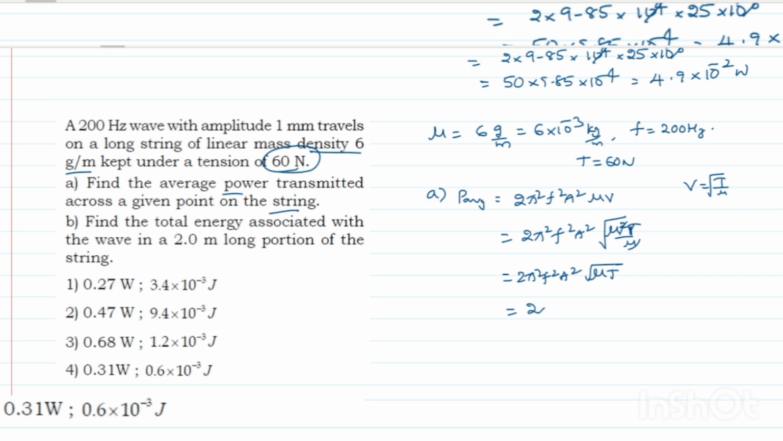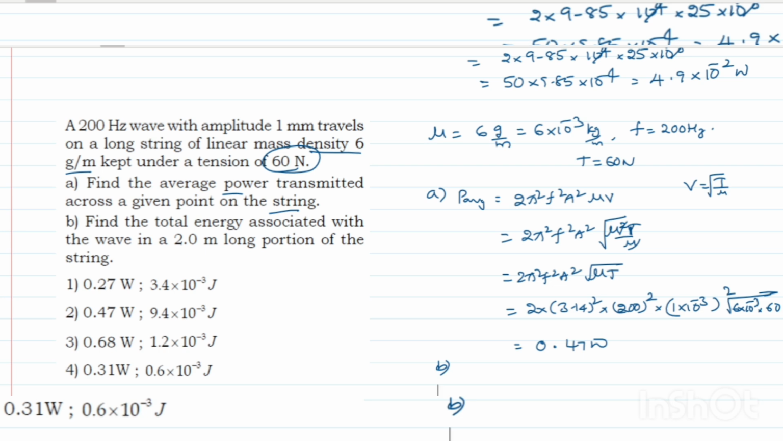So you just substitute this value: 2 into 3.14 whole square into frequency 200 Hz whole square, into amplitude 1 millimeter, it's 1 into 10 power minus 3 meter, millimeters you have to convert, whole square into root over mu into T, linear mass density 6 gram per meter, so under root 6 into 10 power minus 3 into tension 60 newtons. When you are simplifying this, we will be getting nearly 0.47 watts. This is the first question.